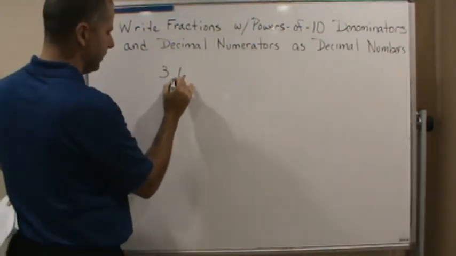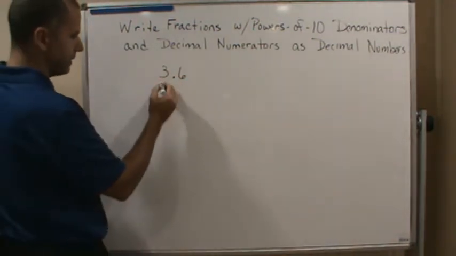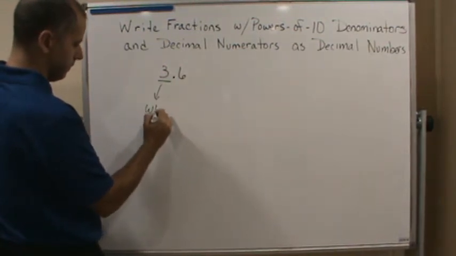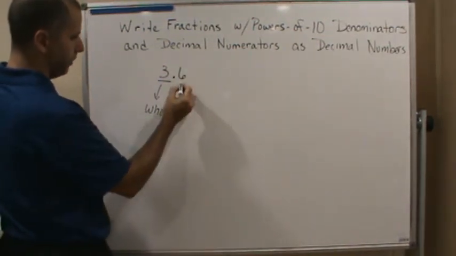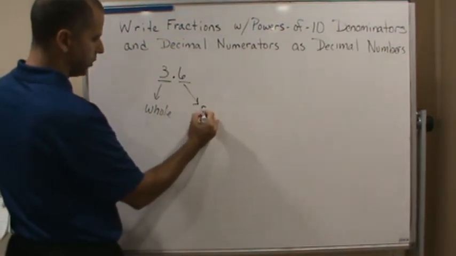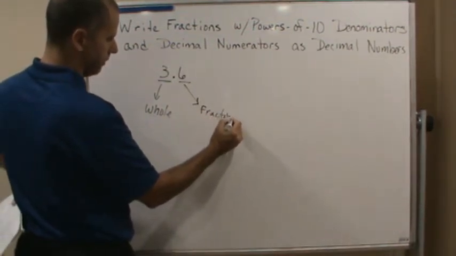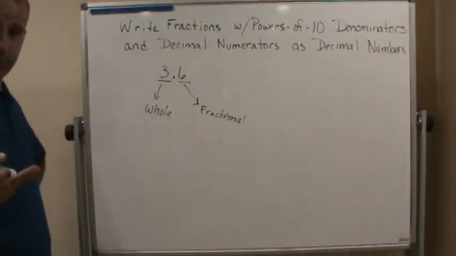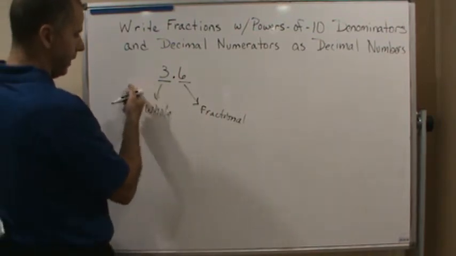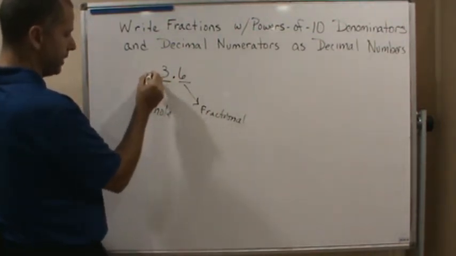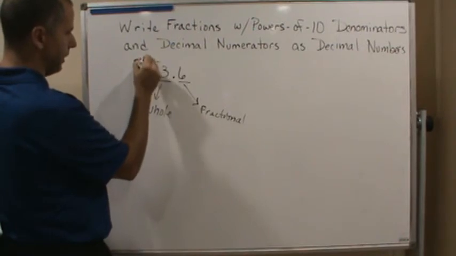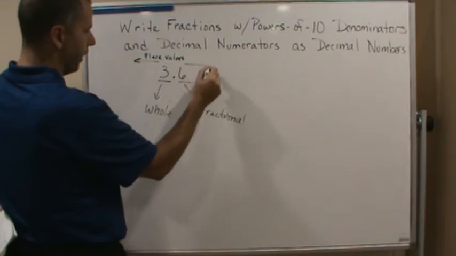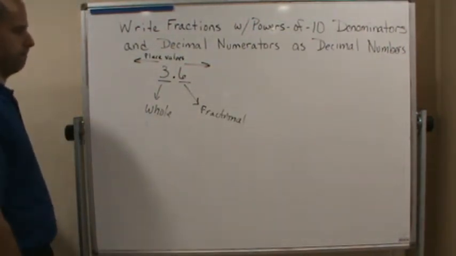So what does this decimal point do? This decimal point is used to separate the whole part from the fractional part. Okay? So again, remember in the previous video where we had place values going this way? Well, we also have place values going the other way.